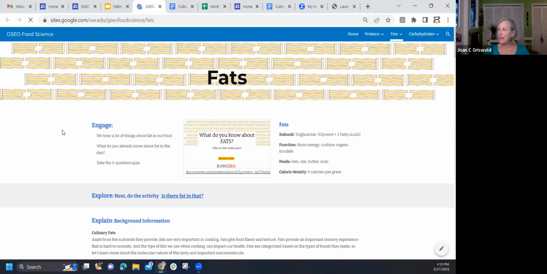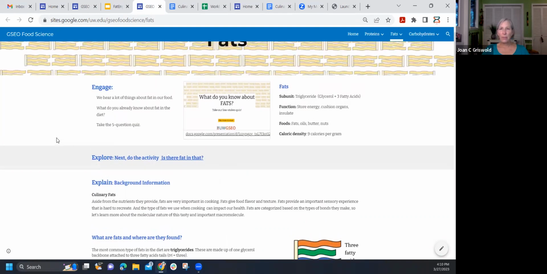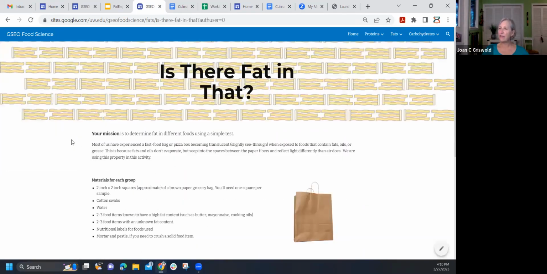So you take the quiz, you go back to the website, and there you are. The hands-on activity for the fat section. Actually, I'll back up. Any questions about the quiz? You could add things if you wanted. They're just meant to be kind of priming discussion points. All right, and then the activity is called, "Is there fat in that?"